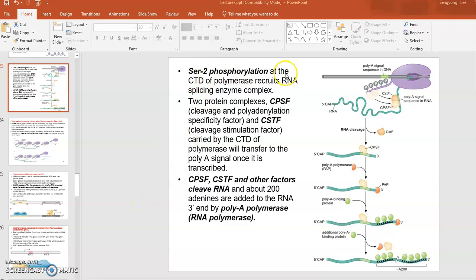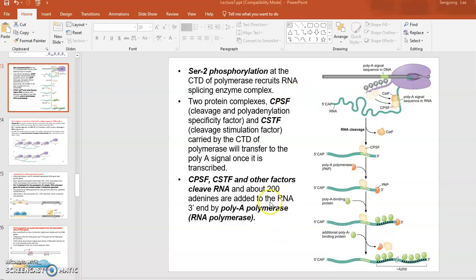Serine 2 phosphorylation happening at the C-terminal domain of RNA polymerase can recruit RNA splicing enzymes. So RNA splicing means what? The introns that are stuck in the middle of the coding sequence will be removed. So that is mediated by this process. And then another one is the polyadenylation happening on the 3' end of your RNA.